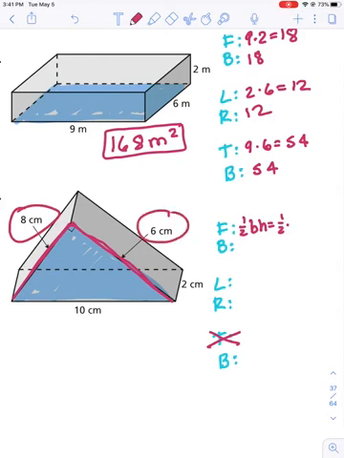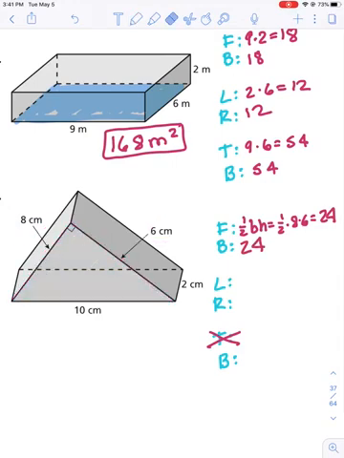So 1/2 times, now I need to find my right angle. The right angle is here. Looks like 8 and 6 are the two numbers that make the right angle. In my head, I'm going to do 1/2 of 8 first, which is 4, times 6, which is 24. So the front and the back will both be 24.